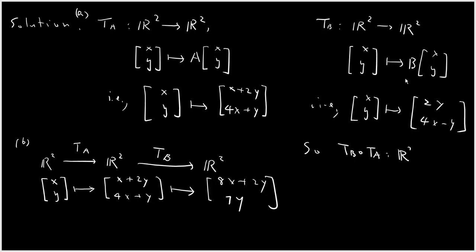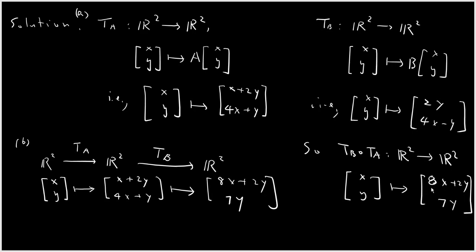It's from R2 to R2. And then I'm writing down the answer. Okay, the answer is every vector in R2. Thank you, 7y. Every vector in R2, xy, is mapped to a vector in R2, which is given by 8x plus 2y, and the second component 7y. So that's good. Okay. So we got B, right?